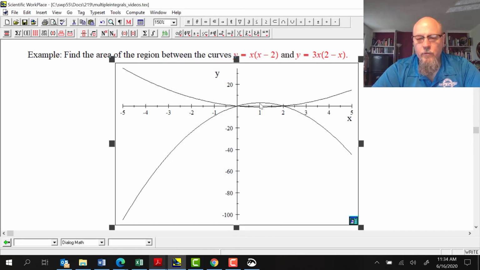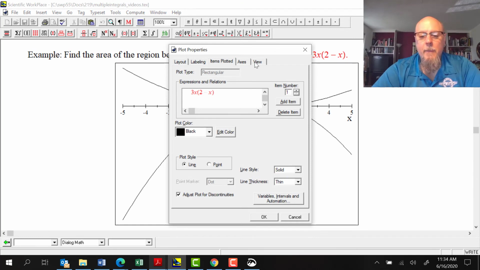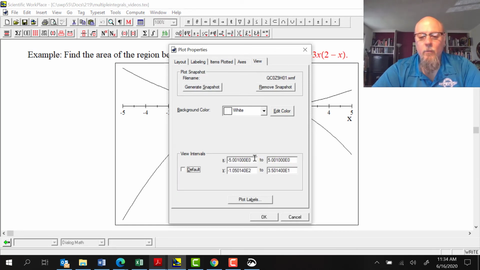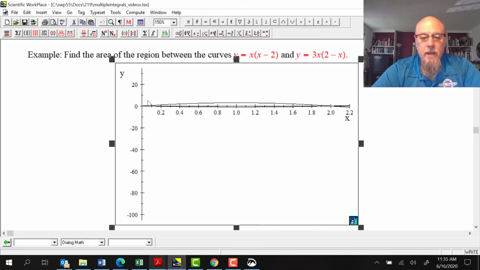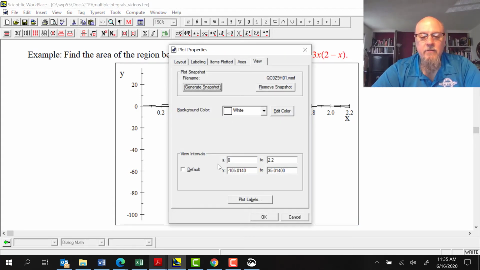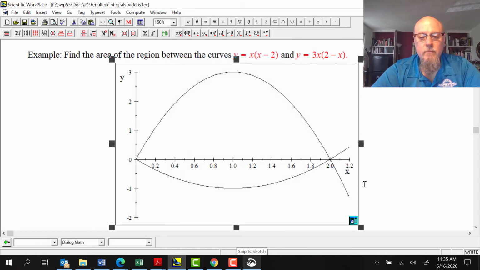So I'm looking at this region here, and they intersect at 0 and 2. Let's zoom in our view here. I don't need to see anything way back here. So they intersect at 0. Let's just make this like 2.2 or something. Okay, and it looks like the maximum height here is around 1, which would be, what, 3. So I don't need to see anything in the y's past -2 and maybe 3. So I'm there. That's nice. So I'm looking for this area.